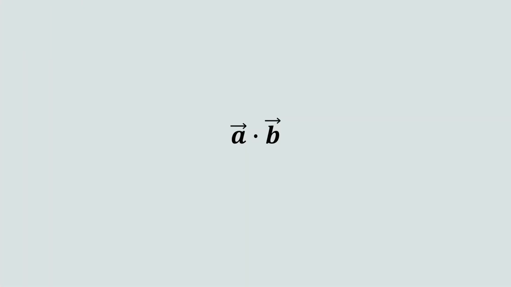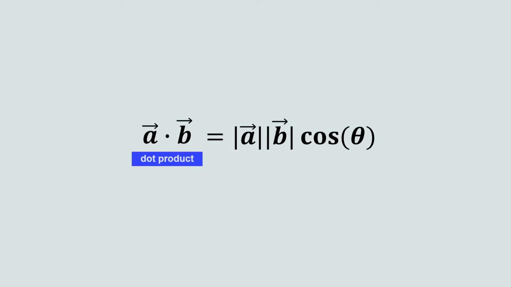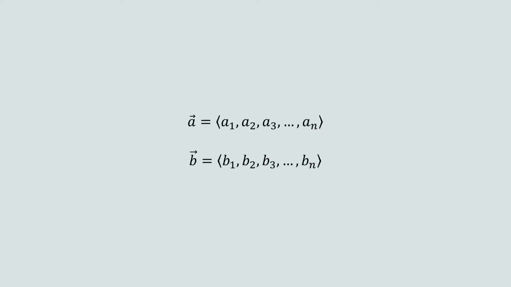a dot b represents the dot product of the two vectors a and b, and it is equal to the magnitude of a times magnitude of b times cosine theta. To understand this relationship, we need to first understand the definition of the dot product. Consider these two vectors, a and b.